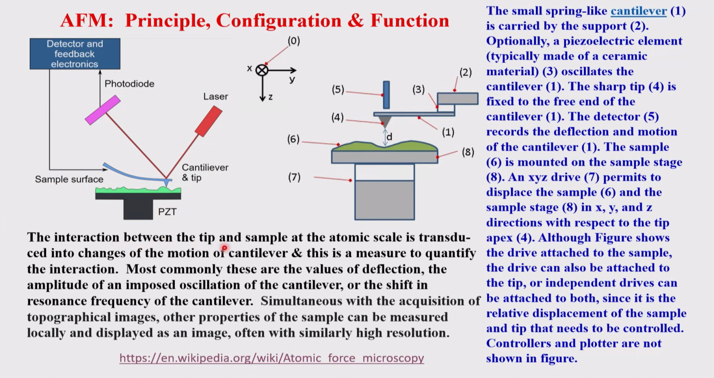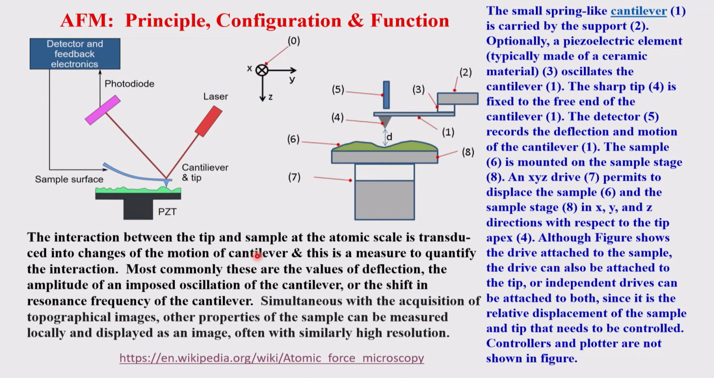So the interaction between the tip and the sample is at the atomic scale. Now you're going very slowly. You're not running like mad. In a second you will scan something like a few angstroms to a nanometer or so. So you scan slowly across it, and the size of this tip is just a few nanometers, nanometer-size kind of thing. So these are nanometric scale interactions. This is transduced into changes in the motion of the cantilever, and this measures the quantity of interaction, as I mentioned. That can be measured in a variety of ways.